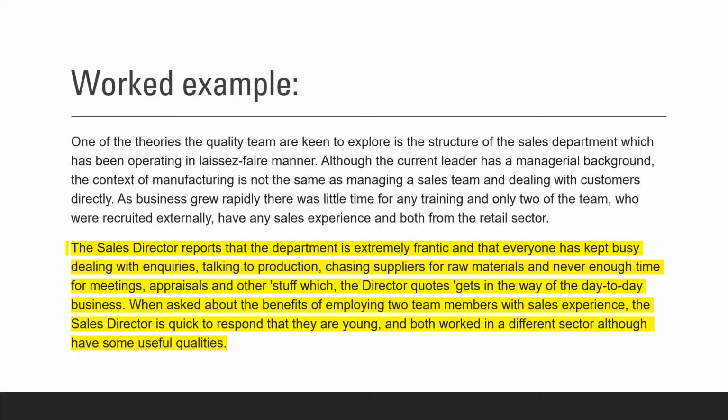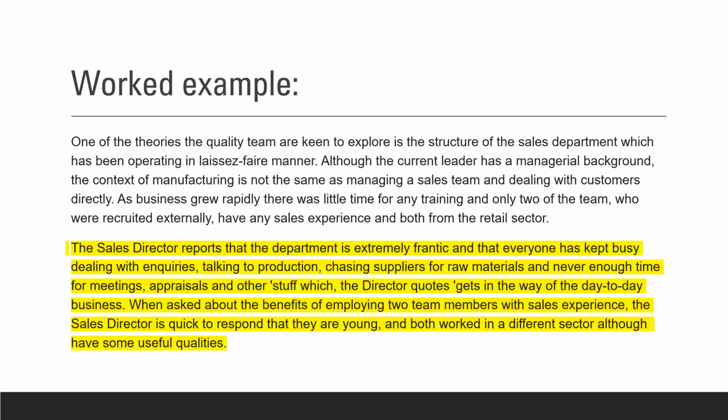As the business grew rapidly, there was little time for any training, and only 2 of the team who were recruited externally had sales experience from the retail sector. The sales director reports that the department is extremely frantic and that everyone has kept busy dealing with inquiries, talking to production, chasing suppliers for raw materials, and there's never enough time for meetings, appraisals, and other stuff, which the director says gets in the way of the day-to-day business.